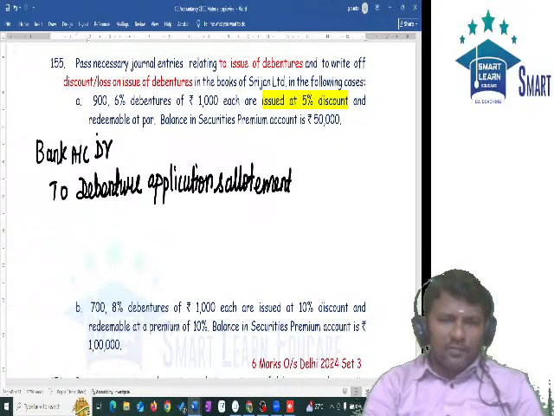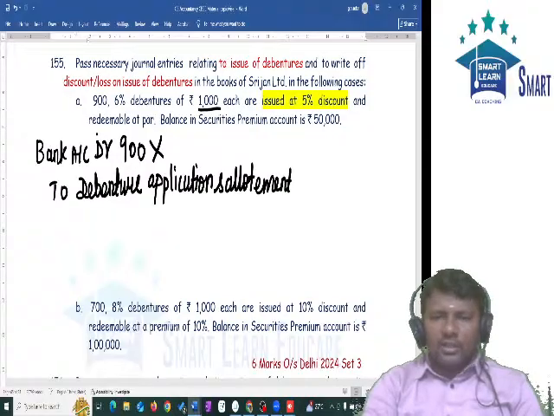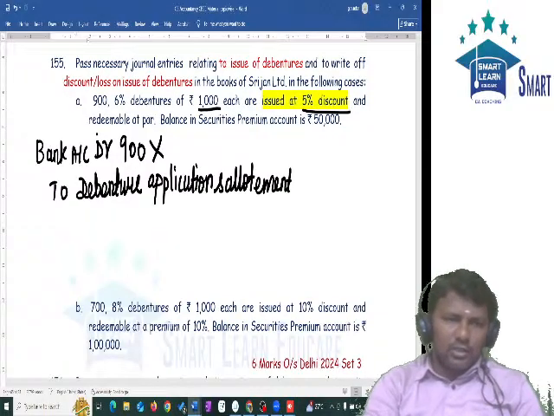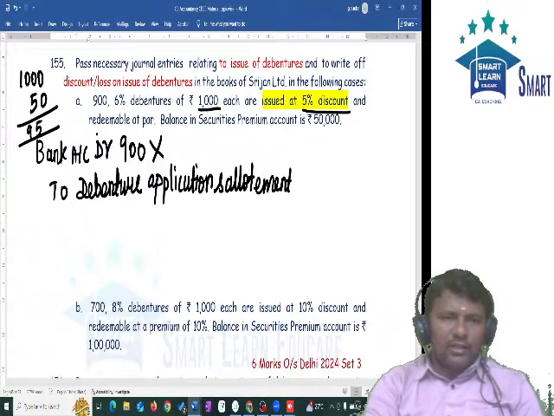What is the number of debentures? 900 debentures, face value 1000. It is issued at a 5% discount. So 5% of 1000 is 50. Then 1000 minus 50 is 950.